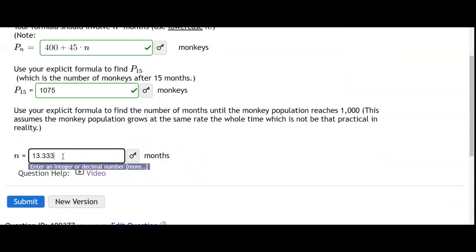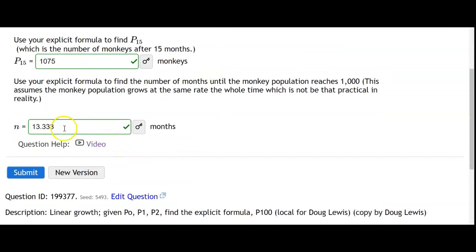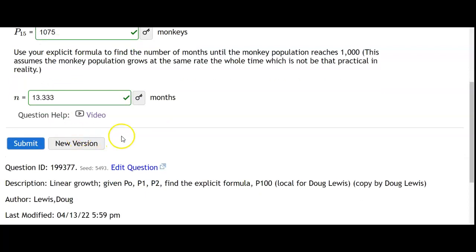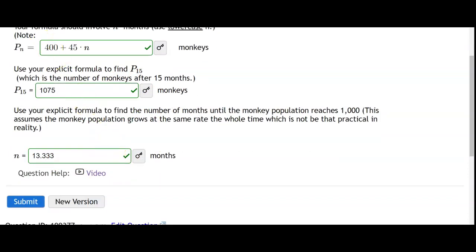You also could have, let's see if it'll take 13 and 1 over 3. Oh, it says decimal or integer value. So it wanted the decimal value. So probably 3 places. Let's see if it'll take it with that. Yeah, even 3 places was good enough. So the nearest thousandth. So don't skimp on the decimals on a problem like that. It could give you an error there. I hope this video was helpful.